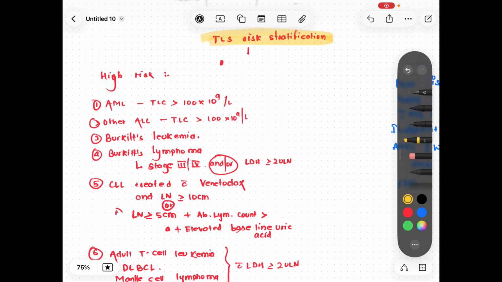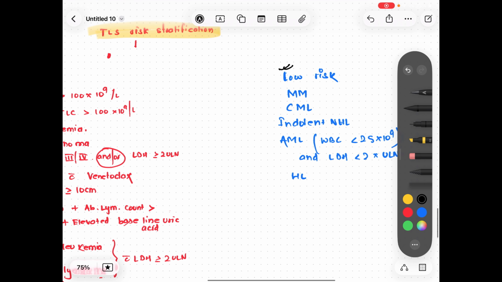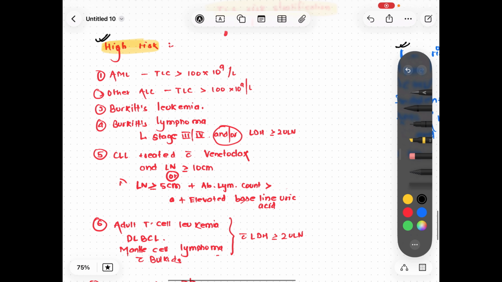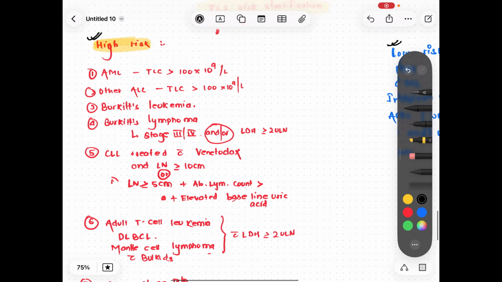So coming to the first one, which is high risk. I would suggest you remember just the high risk patient and the low risk patient. In between these two is intermediate risk. So high risk is any acute leukemia, ALL or AML, if the total leukocyte count is more than 1 lakh. AML or ALL if the TLC is more than 1 lakh.